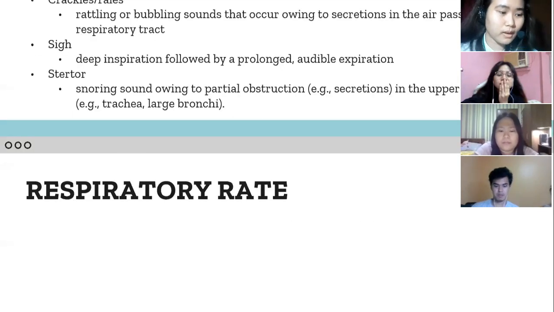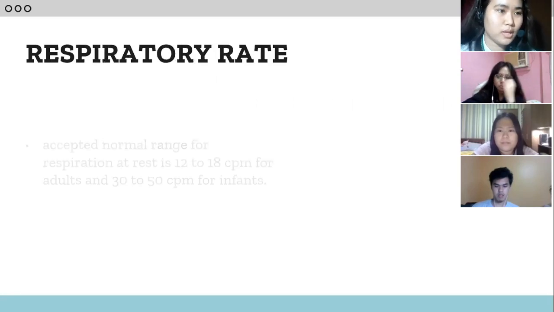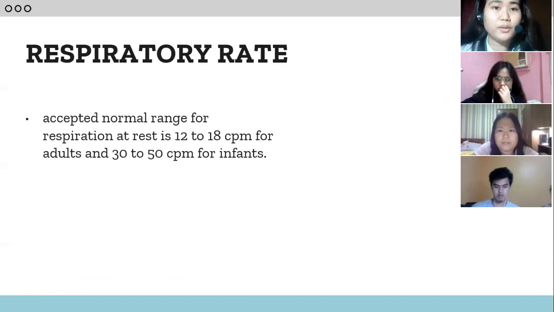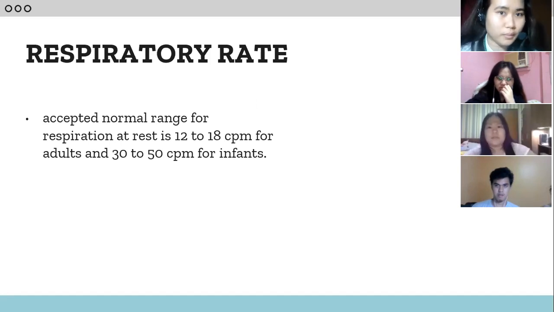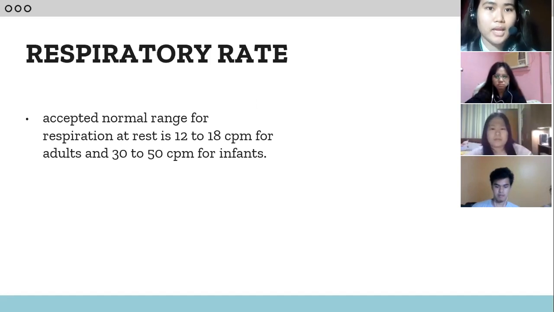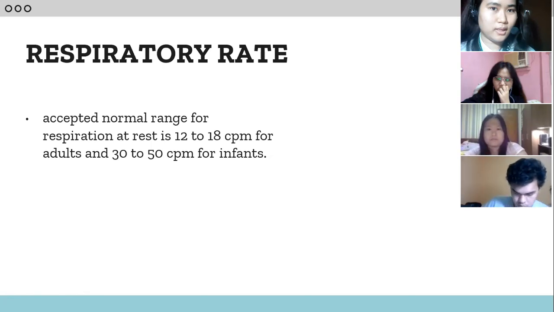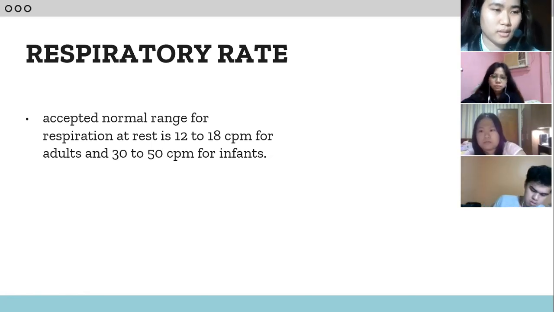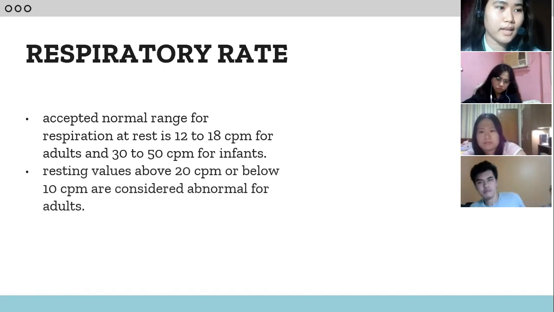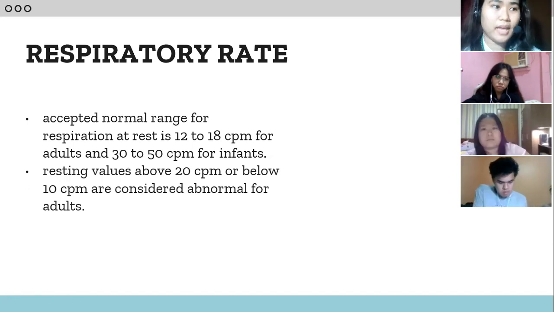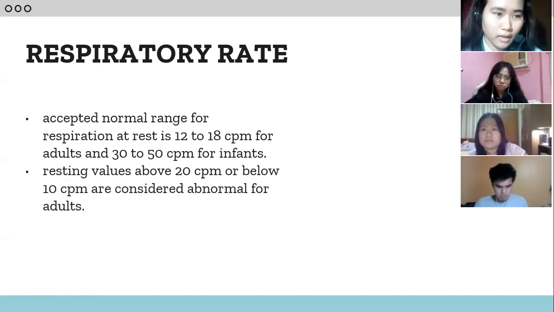Those were the adventitious sounds. Mind you, the accepted normal range of respiration at rest in normal adults is 12 to 18 CPM. One CPM is one inhale and one exhale. That counts as one cycle. In infants, since their lungs are small, they need to breathe faster to get enough air, so it is 30 to 50 cycles per minute. Resting values above 20 CPM and below 10 CPM are considered abnormal for adults.